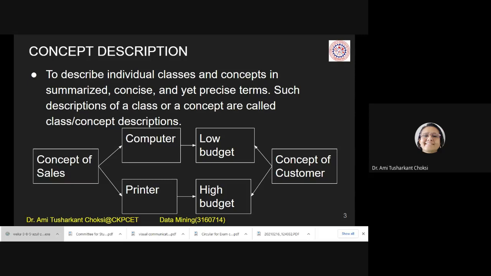So based on the low budget or high budget, whether the person will purchase the computer or not, whether the person will purchase the printer or not, right? That will be decided based on a particular algorithm, right?